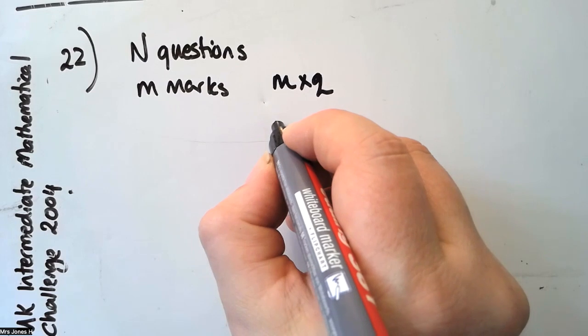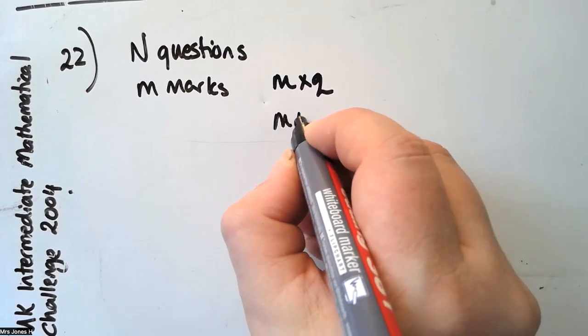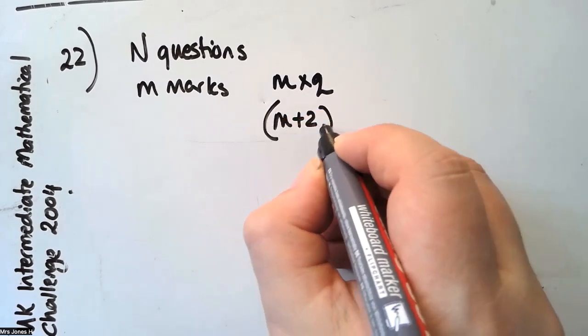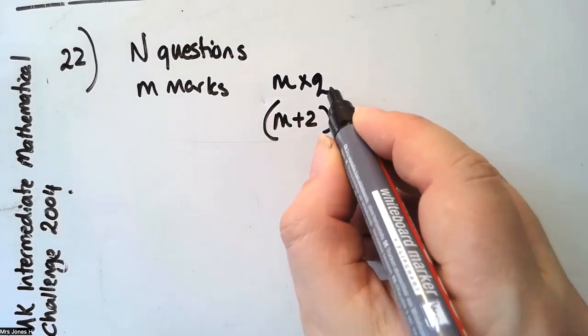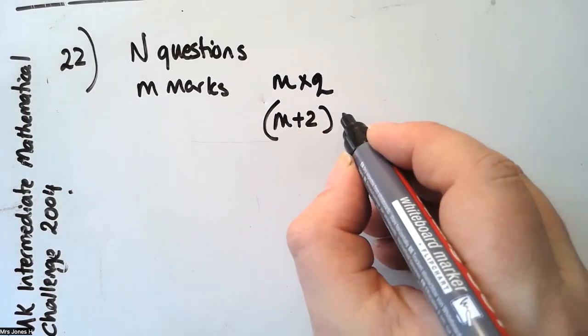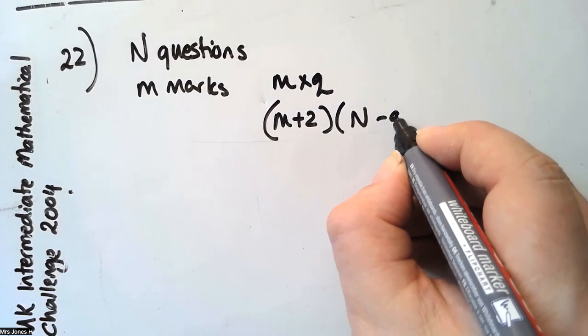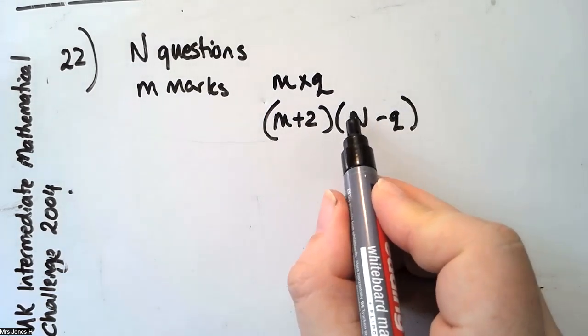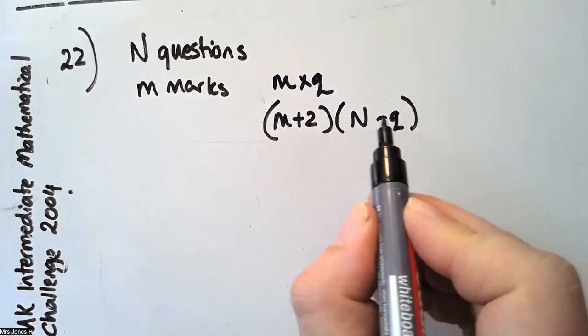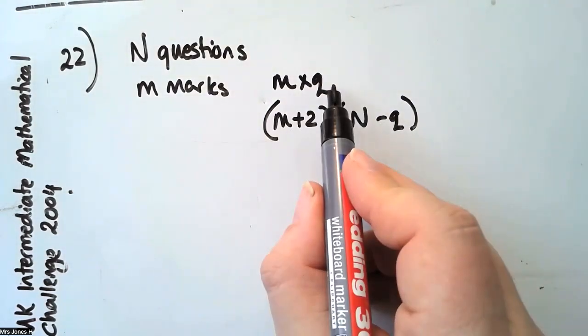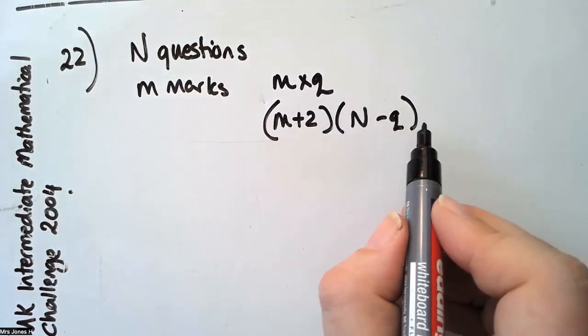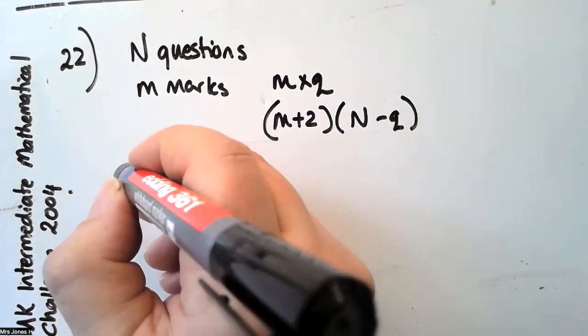And then for the next set of questions, we've got m plus 2. So this is the number of marks, this is the number of questions. This is the number of marks for the last set, and n subtract q, because you've got the total number of questions on the paper, subtract the number of questions that you've already scored here. And so we're going to expand this.